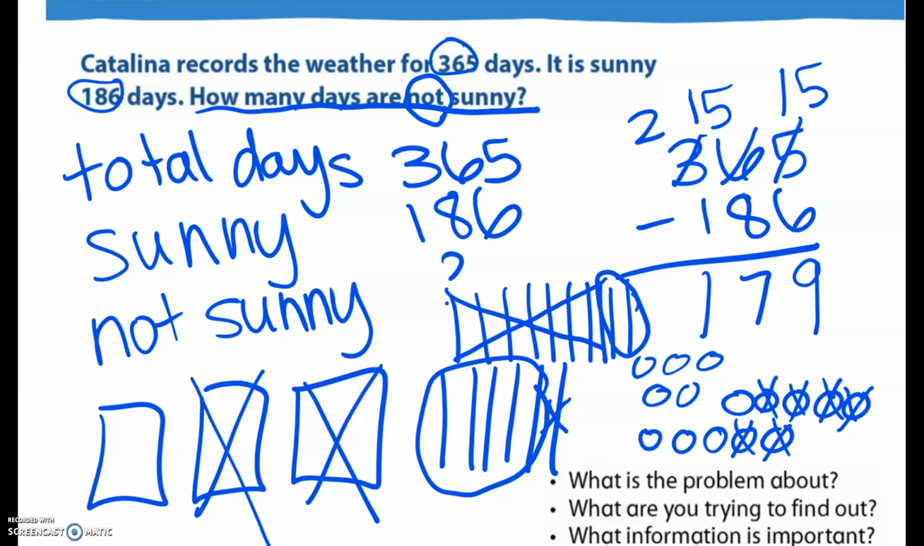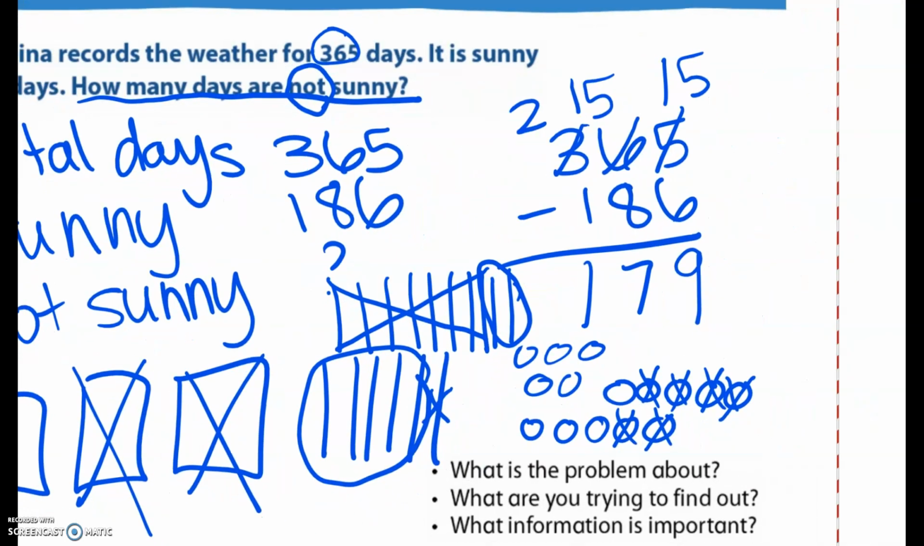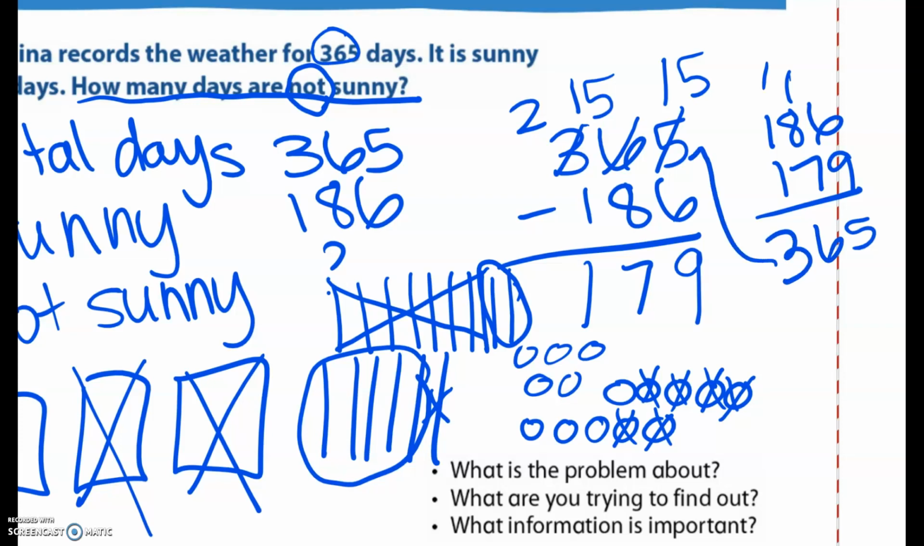The best way to check a subtraction is to do some addition. So if I add my number I subtracted to my answer, then I get what I started with, and that means I did the problem correctly. Okay. Let's go on.